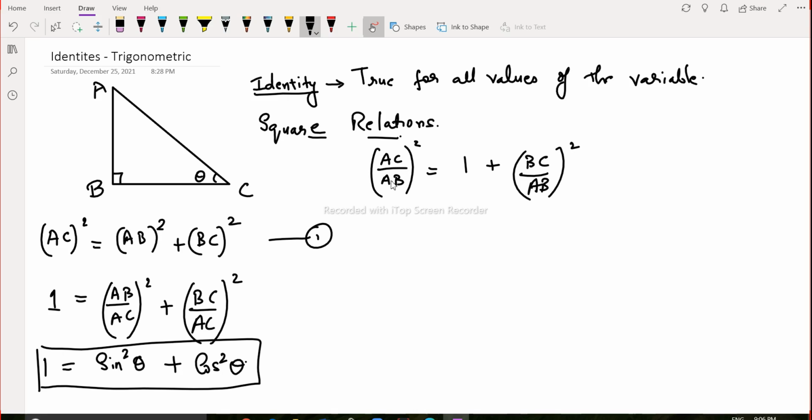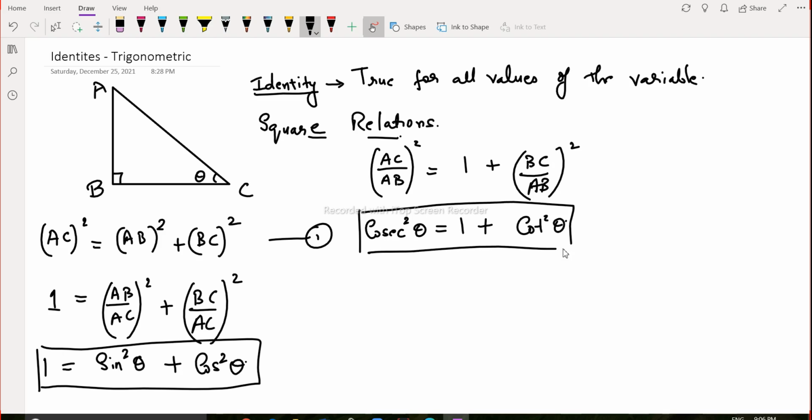Now AC upon AB: AC is hypotenuse and AB is opposite. So this is cosec square theta equal to 1 plus BC upon AB. BC is adjacent, AB is opposite, so this is cot square theta. So you get the second identity: 1 plus cot square is equal to cosec square.